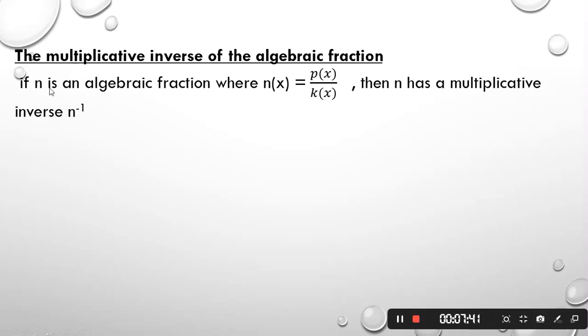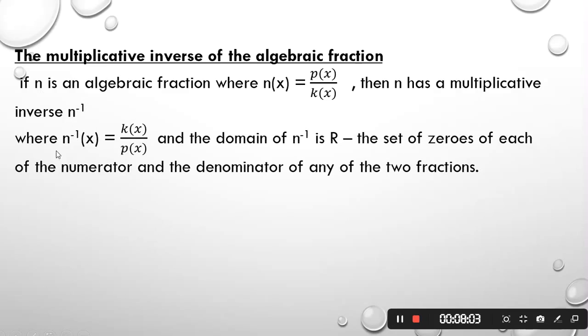If n is an algebraic fraction where n of x equals b of x over k of x, then n has a multiplicative inverse called n minus 1. And this n minus 1 equals the flip, yes, k of x over b of x. So to find the multiplicative inverse, we just flip the fraction.